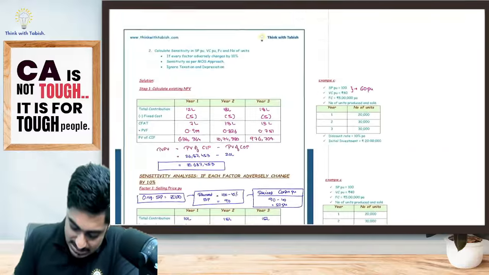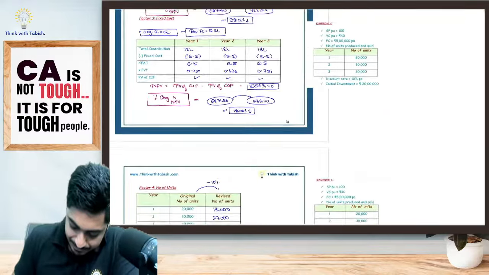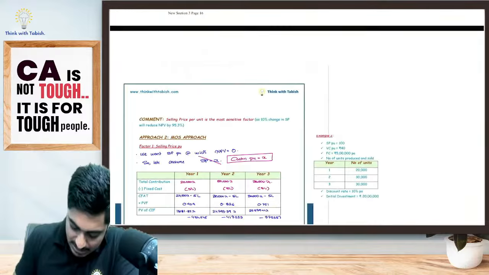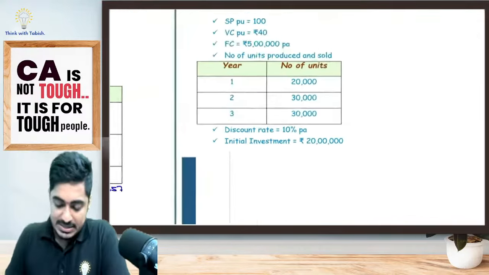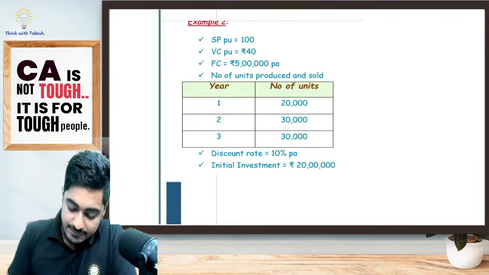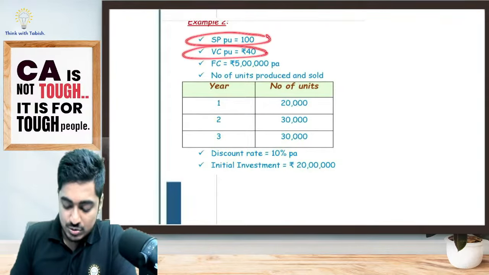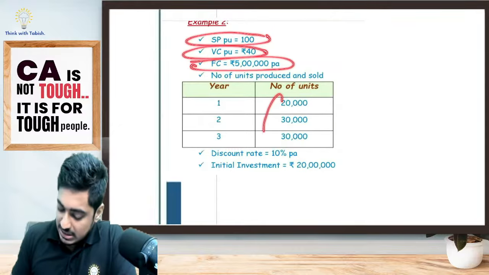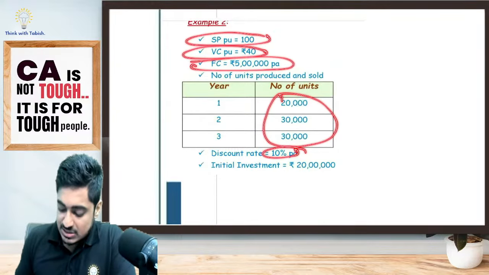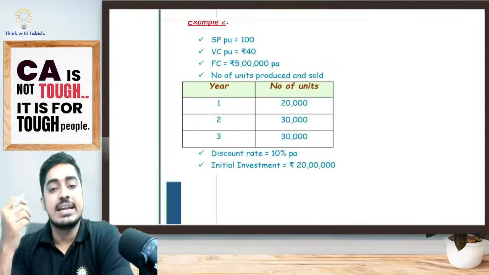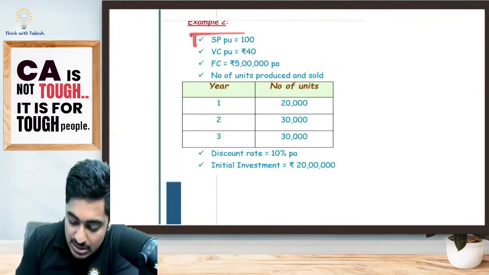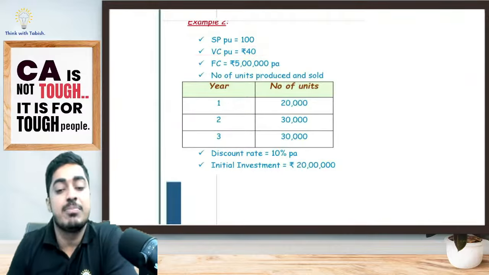Look at this. Simple example 2 is there. Now, if you have an idea on this, it would have helped. Otherwise, it would have been difficult. Simple example. Look at this. Every item I am selling at 100 rupees. Variable cost was 40. 5 lakh fixed cost. 3 years, these are the units sold, 10% discount rate, initially 20 lakh investment. The question says, okay boss, calculate sensitivity of selling price as well as variable cost using margin of safety approach.